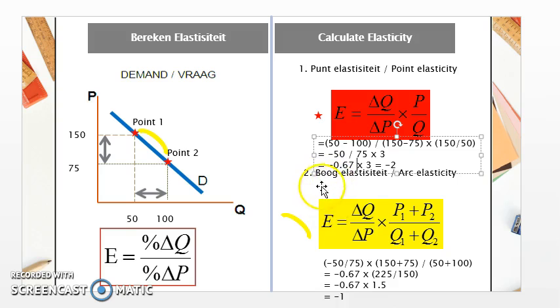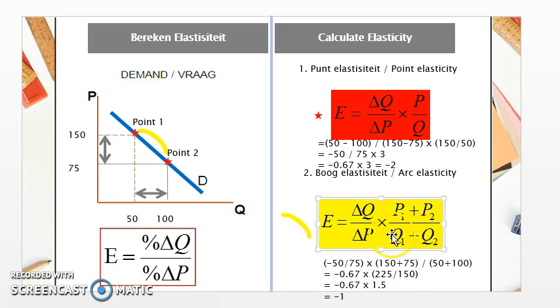For the second one we're using arc elasticity, so we will get the elasticity between point 1 and point 2. I've already done the calculation. It's the same as the previous one: minus the change in quantity divided by the change in price, so minus 50 over 75. And then the sum of P divided by the sum of Q, P1 plus P2. The sum of P is 150 plus 75. It's illustrated there.